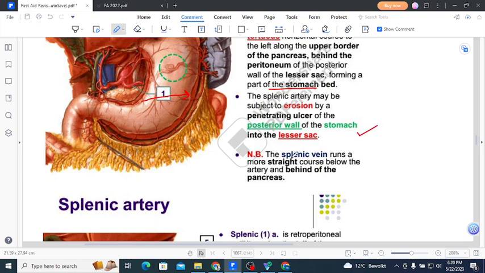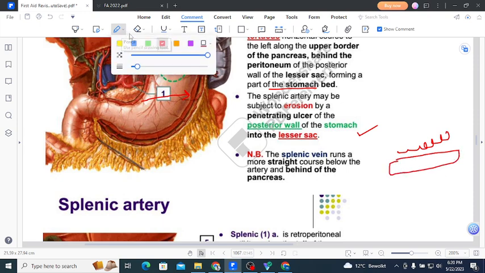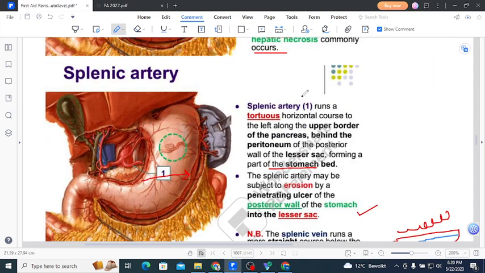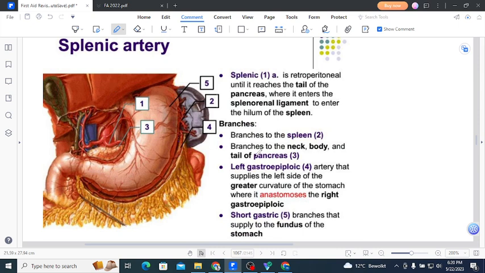There is an NBME point that the splenic vein runs a more straight course below the artery and behind the pancreas. The splenic artery is more tortuous and moves on the upper border of the pancreas, while the splenic vein runs a straighter course in comparison, below the artery and behind the pancreas. Then we have the splenic artery again; they are explaining the splenic artery.